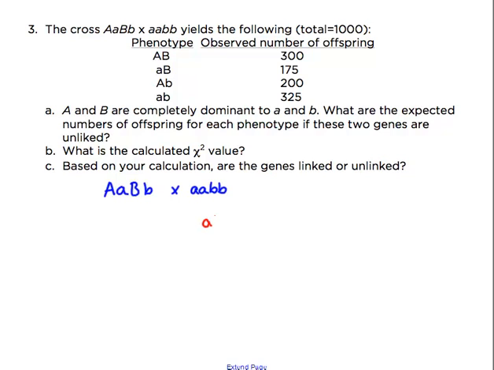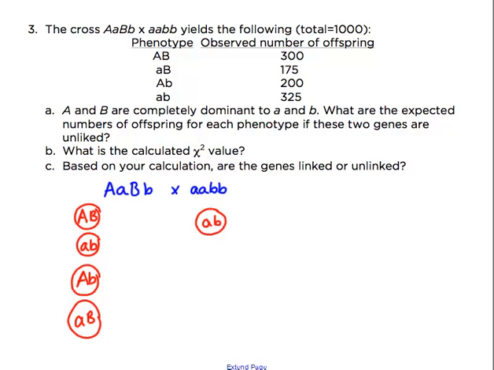This homozygous recessive, if unlinked, can only produce a little a, little b gamete. If unlinked, this first individual can produce big A, big B, little a, little b, big A, little b, and little a, big B. So 4 different gametes. If these genes are unlinked, that's what they can produce. So, if you're crossing these two individuals, it's asking what are the expected number of offspring of each phenotype?